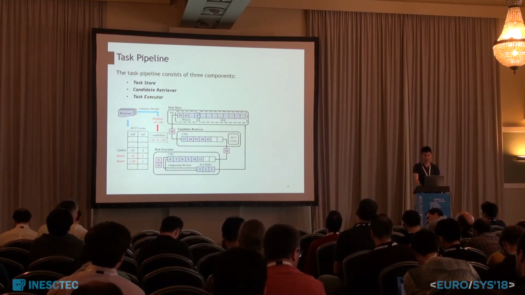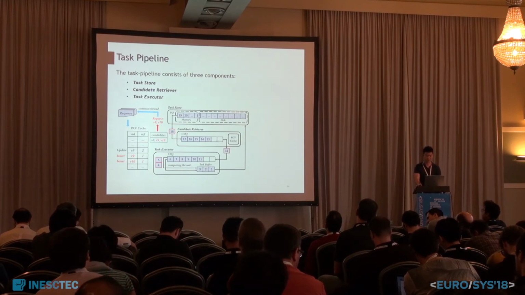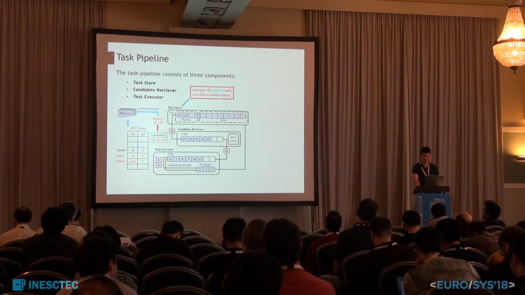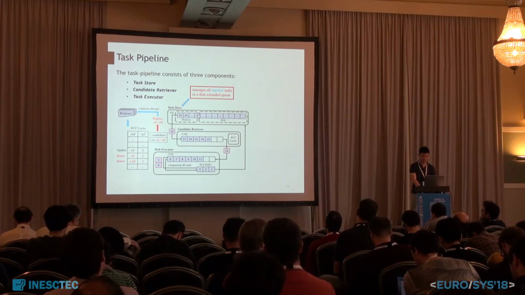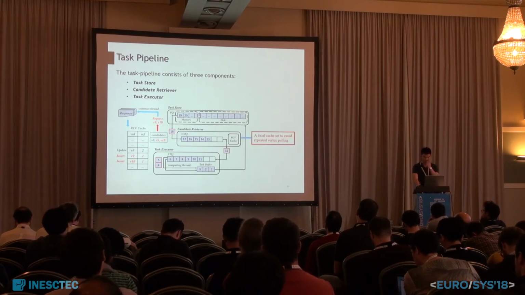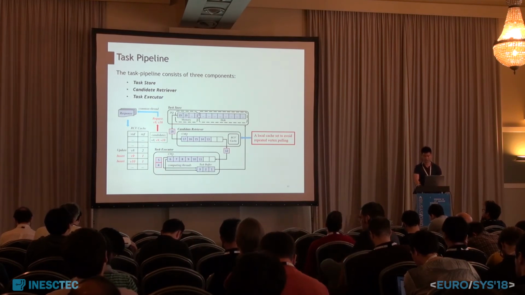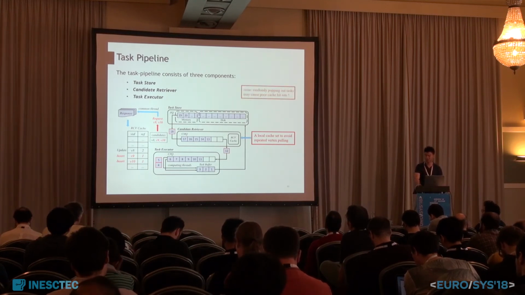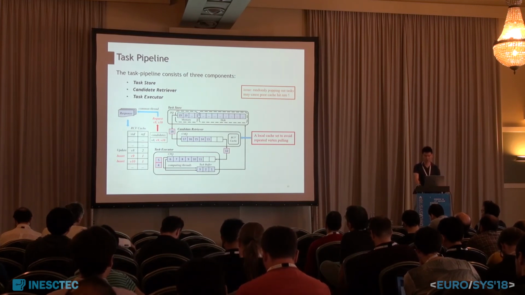The task pipeline proposed has 3 components: task store, candidate retriever, and task executor. The task store manages all inactive tasks in a disk-based queue. But we know that there's a cache in the candidate retriever, which is used to repeatedly pull vertices. So there's an issue here. If we don't define the order in the task store, we will randomly pop out tasks, which may cause a very poor cache hit rate.